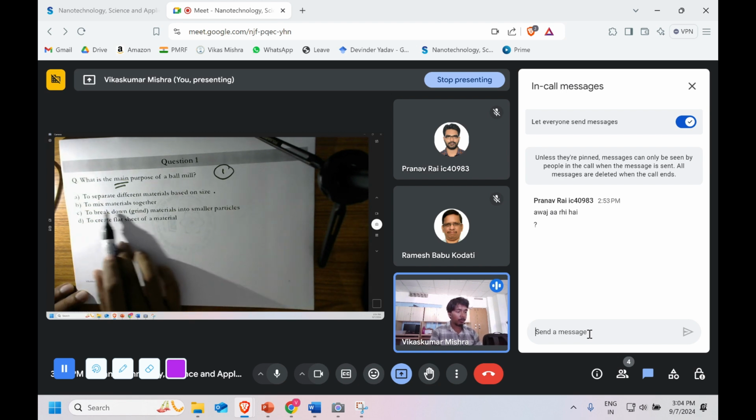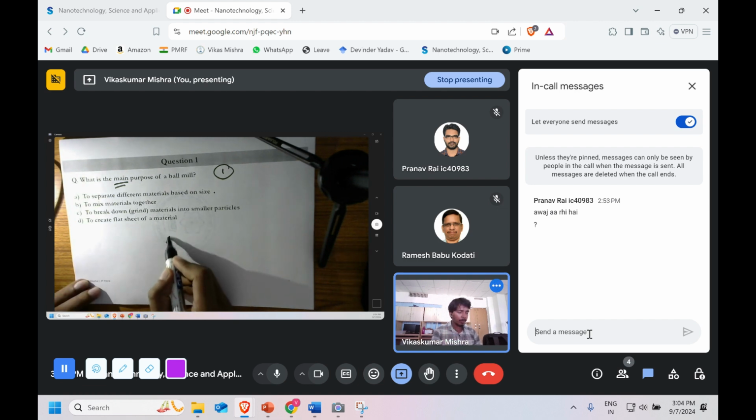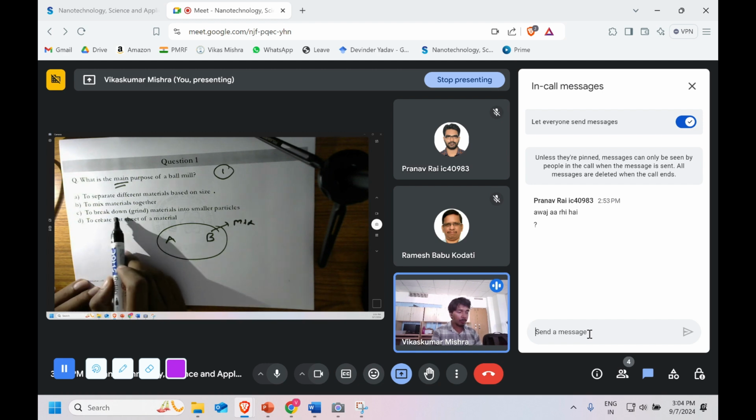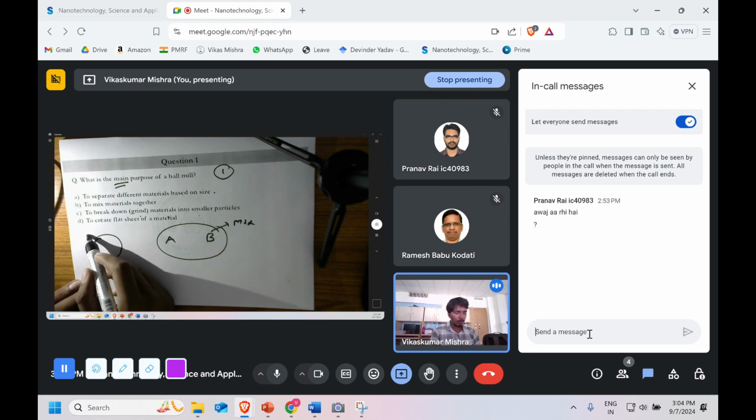Option number 2, to mix the materials together. Like we have material A, we have material B, and we want to mix them. This is another option. Third one, to break down, that is grind, material into smaller particles. So the third one is telling that we have a material which has a higher grain size or particle size, and we want to break it into smaller sizes. We need to decrease the size. We need to grind it down. This is one of the main purposes.